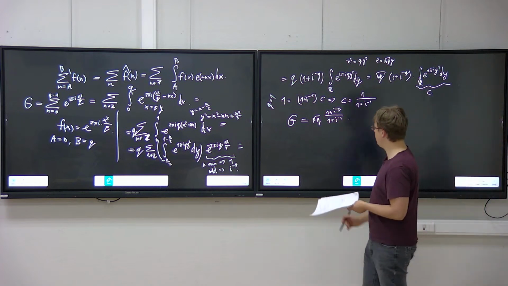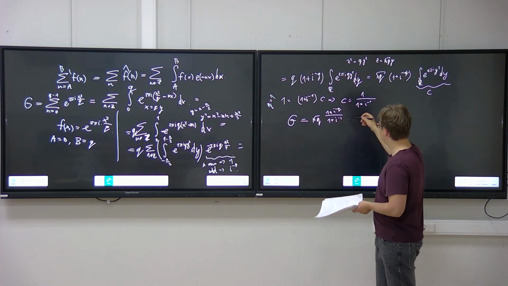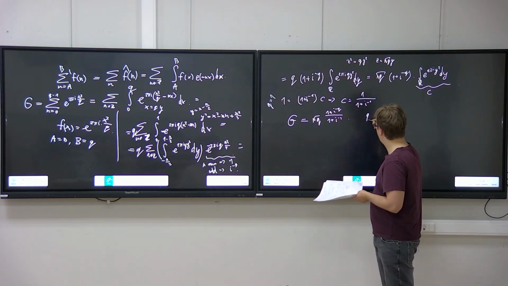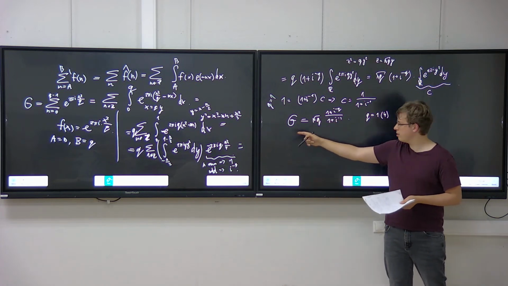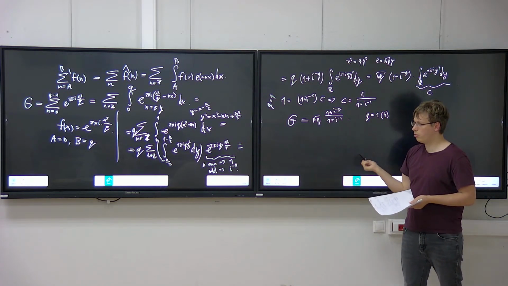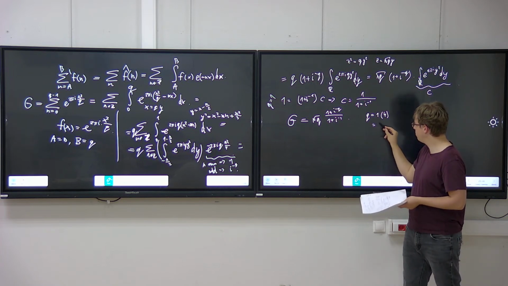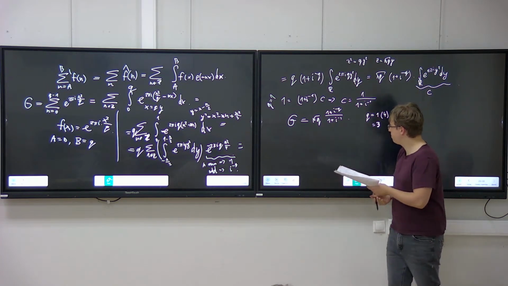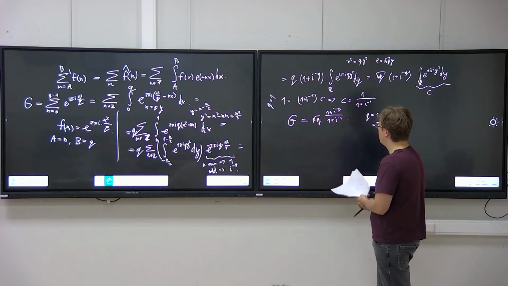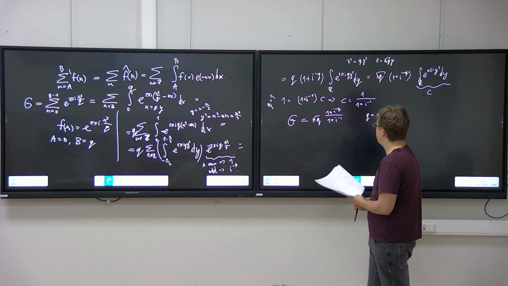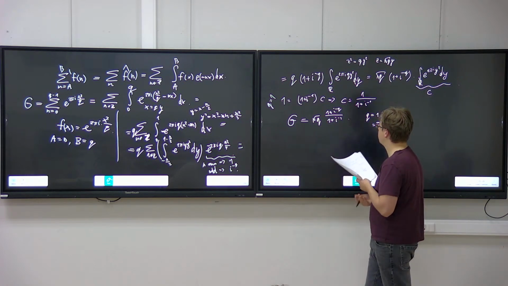Okay. And now, yes, you have the case when q is one modulo 4, when G is just square root of q. And if it's 3, then you get i times square root of q. And if it's 2, then you get 0.